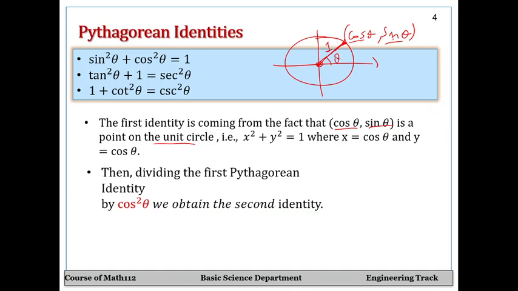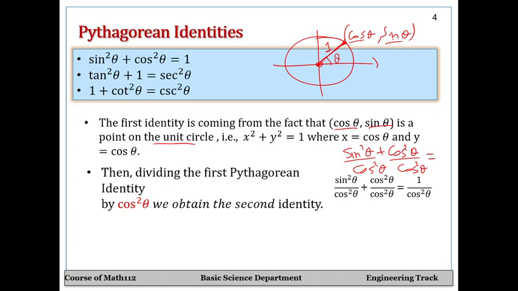And after this, another way is we can write sine squared theta plus cosine squared theta, then divide both sides by cosine squared. You will get 1 over cosine squared, and this will give you tangent squared theta. This will give you plus 1, and this will give you secant squared theta. This is another way of showing it. Okay, I don't want to show the other one, but let's see how it goes in the slide.